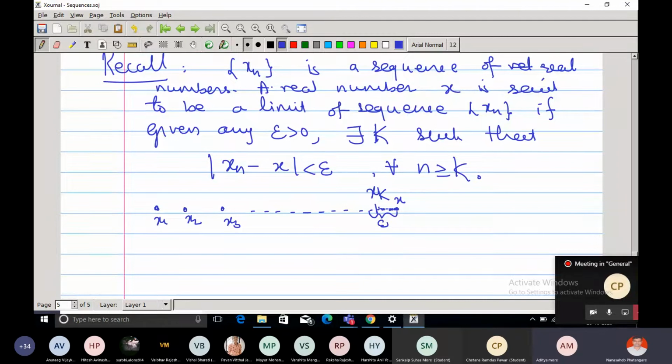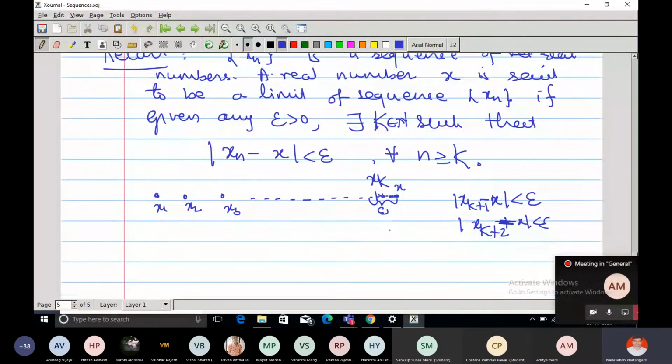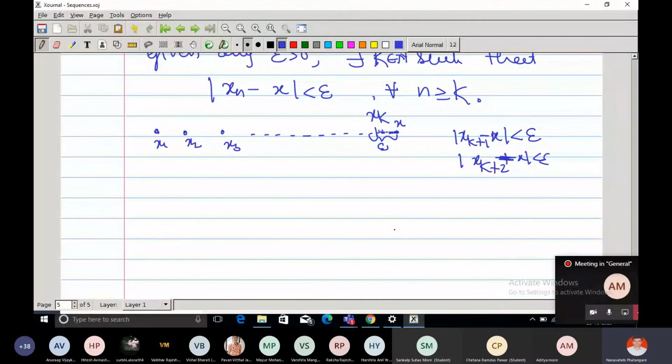So if you look at the kth term and the k plus first term, what is the distance of the k plus first term and x? This distance is certainly less than epsilon, right? The distance of the k plus second term and x is less than epsilon. That happens for all terms after the kth term. Here k is a natural number, which means look at the corresponding kth term, and all onward terms are within epsilon distance from x. That is what we realized from yesterday's example.